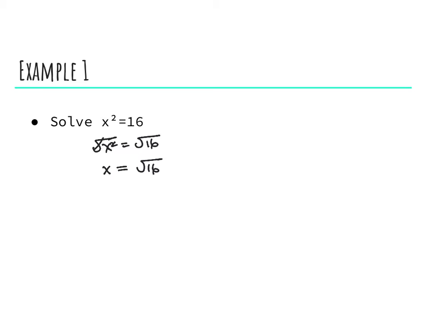Now, when we find the square root of a number, we're basically saying what number multiplied by itself is going to give me 16. That could either be positive 4 times positive 4 gives me 16, or negative 4 times negative 4 also gives me positive 16. So when we find the square root of a number, we need to remember to put a plus or minus. So the square root of 16 here is either x equals plus 4, and another solution is x equals negative 4. And we can write this as x equals plus or minus 4. And these are the solutions.